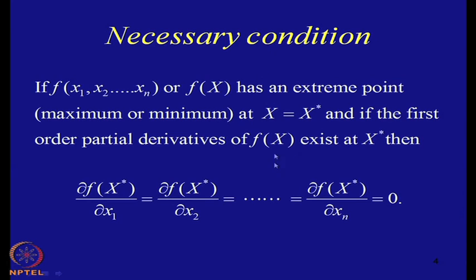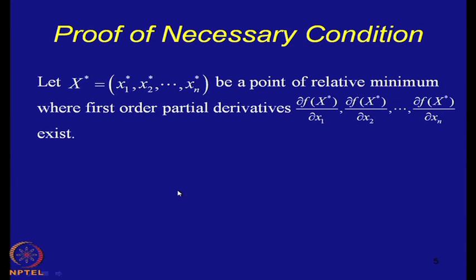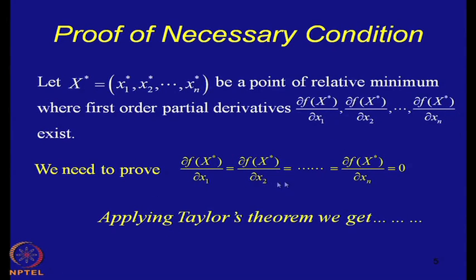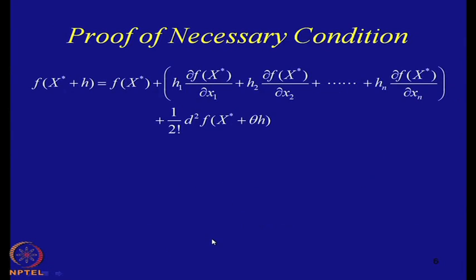We need to prove the necessary condition. We need to prove that if x star is the optimum point, let us consider that this is the point, the relative minimum for us, then the first order partial derivatives at x star would be del f x star by del x1, del f x star by del x2, like that del f x star by del xn, and we need to prove that all are 0 individually. We will prove this with the help of Taylor's theorem. Not only that, we will prove the theorem by the contradiction process.